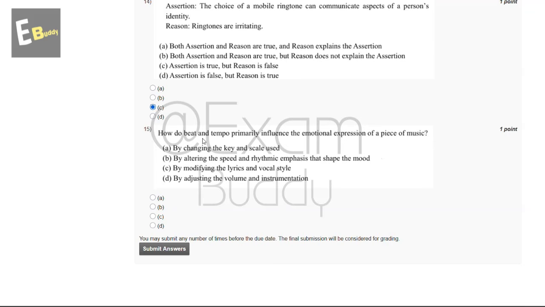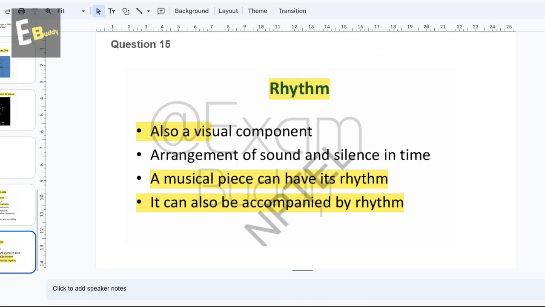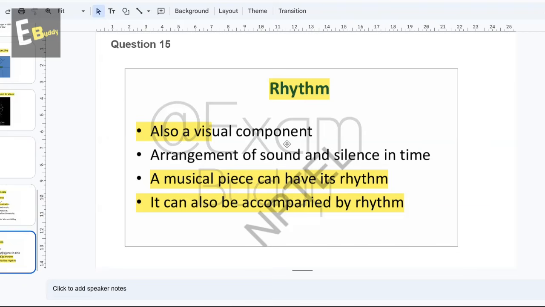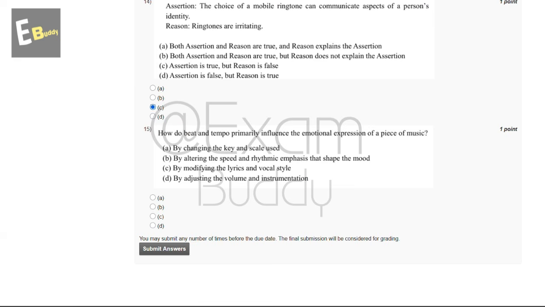How do beat and tempo primarily influence the emotional expression of a piece of music? So these are the options, and now let's check the explanation. So explanation says rhythm, also a visual component. A musical piece can have its rhythm. It can also be accompanied by rhythm. So the answer of our 15th question is B. Now submit your answer.